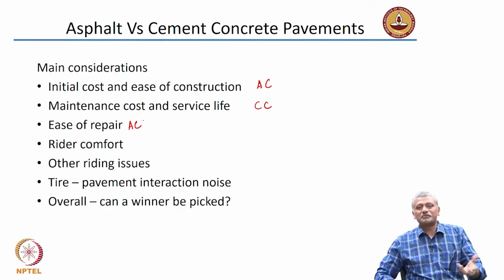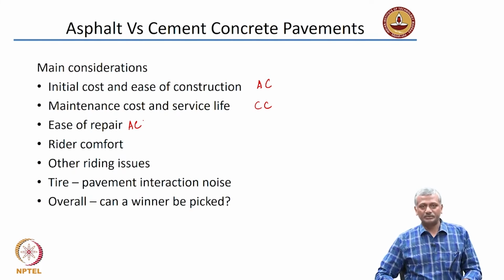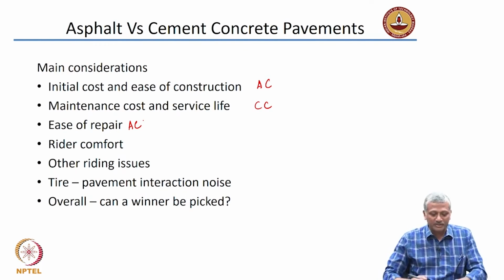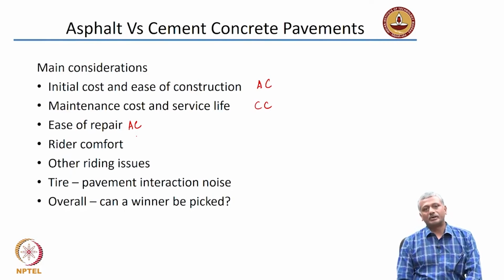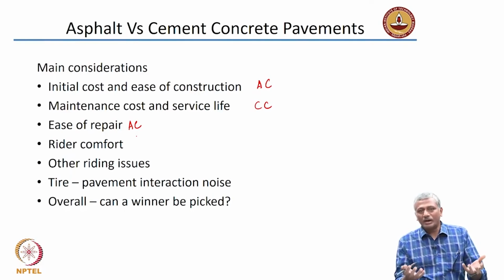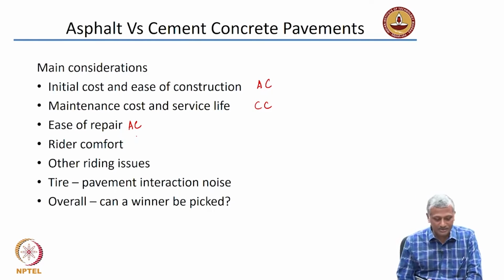Okay. So, ease of repair and refurbishment of a damaged pavement is much better in the case of asphalt concrete. In cement concrete, if the pavement slab breaks or starts cracking, you have to remove the entire thing and put a new thing back. It's not easy to repair it in that case.